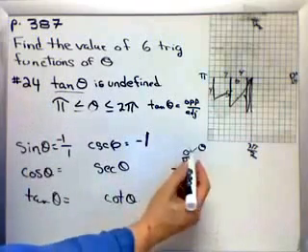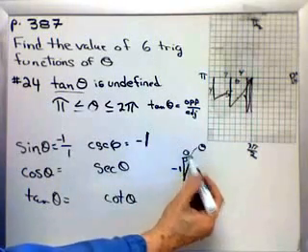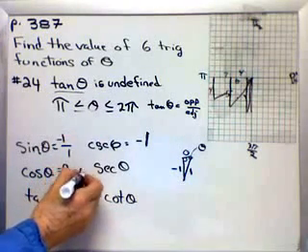Okay, cosine of this is adjacent over hypotenuse, 0 over 1, which is 0.